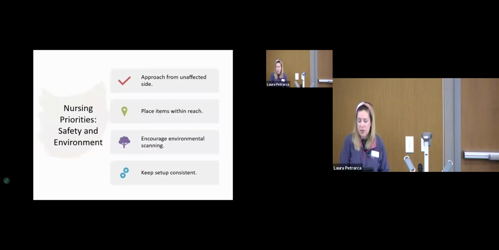Nursing priorities for safety and environment: approach from the unaffected side, which we talked a little bit about. You don't want to approach them on the affected side because they're not going to be able to do anything there. Put items within their reach. Encourage environmental scanning, and keep your setup consistent. This helps prevent accidents and fosters independence.